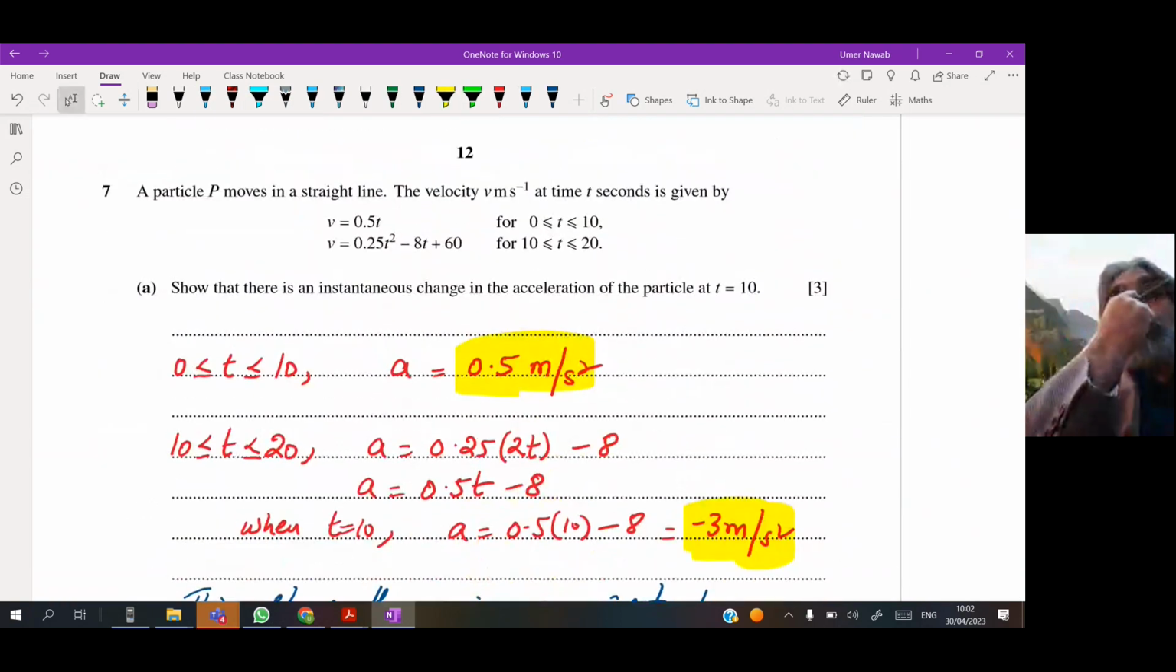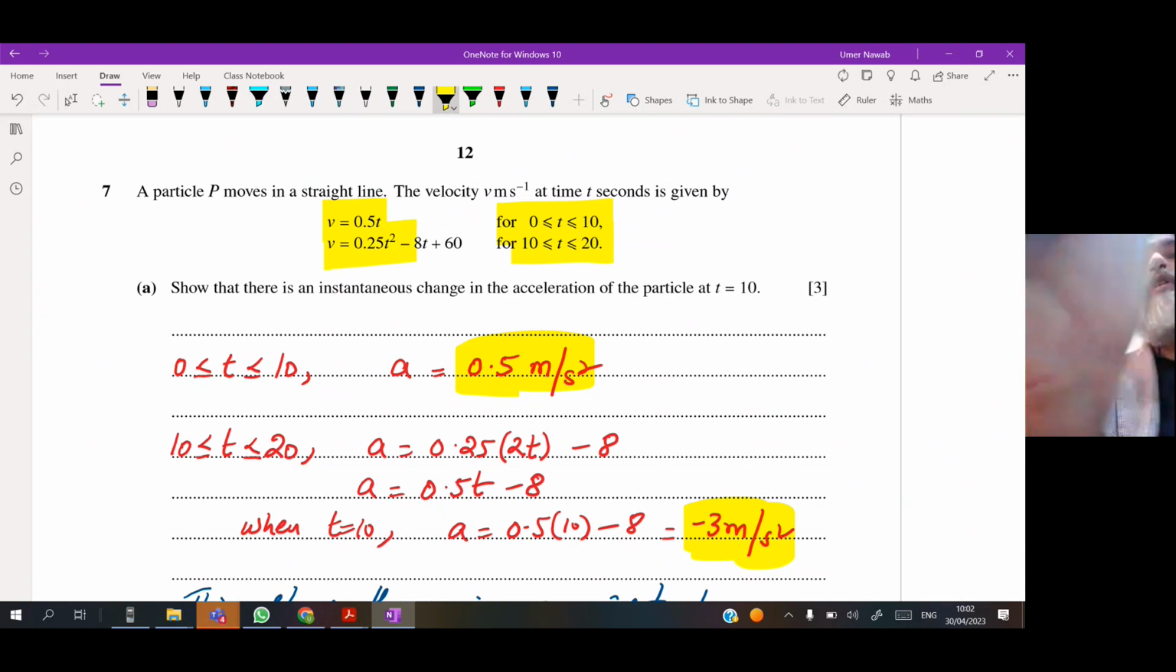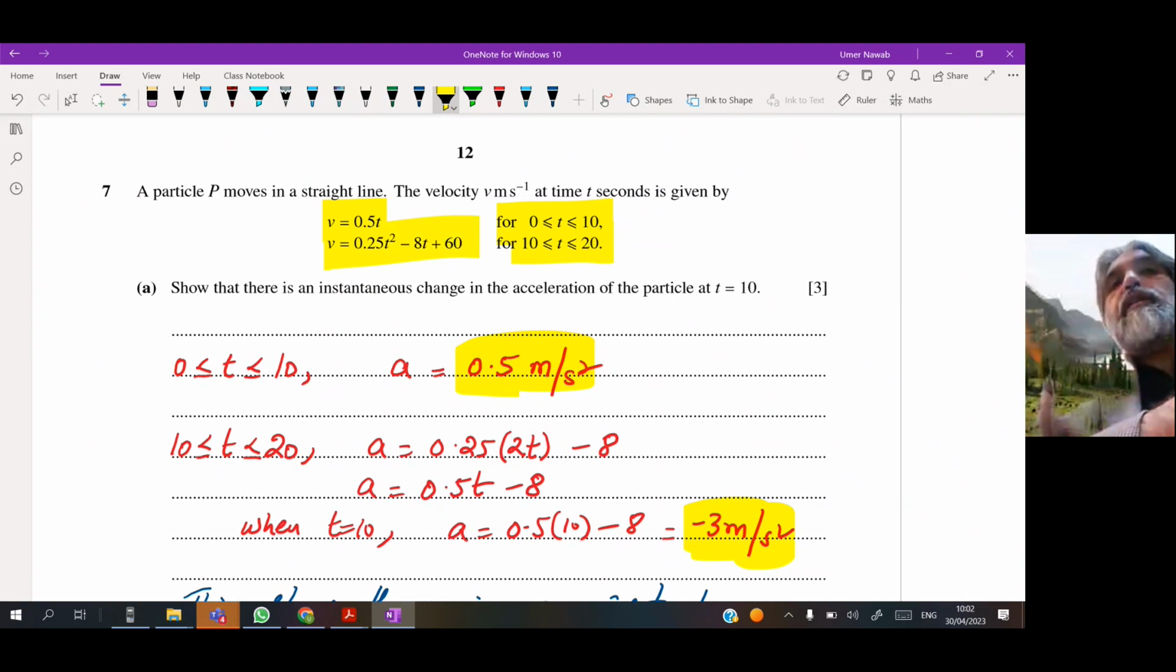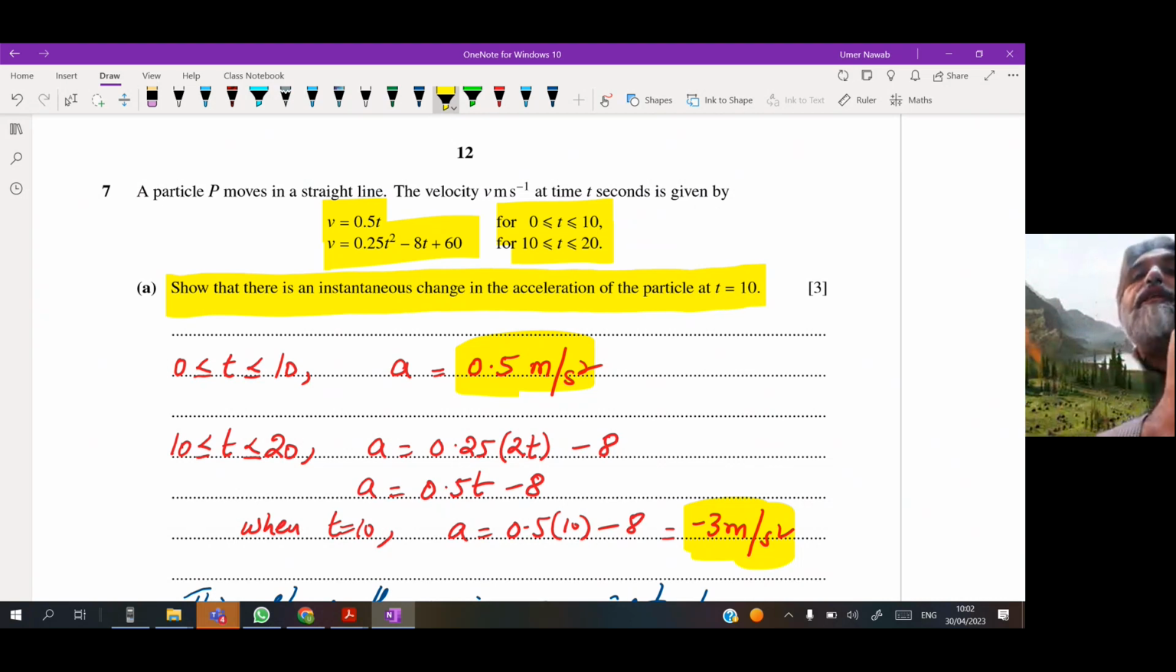Now, the last question, question number 7. He gave you two velocity formulas. From 0 to 10, the velocity is 0.5t. From 10 to 20, the velocity is given as a quadratic expression of time t. Now, the examiner says, show that there is an instantaneous change in the acceleration at t equal to 10. So there is a change in acceleration. Let's try to calculate the acceleration at t equal to 10.